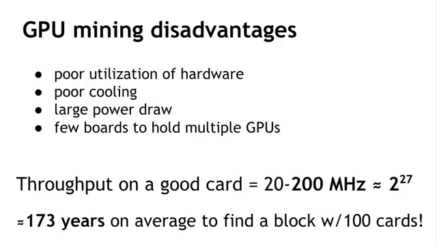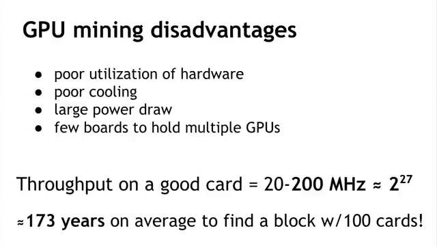So what's the upshot of this? What kind of performance can you get? Well, on a good card, a really high-end graphics card with a lot of aggressive tuning, you might get as high as 200 megahertz, which is about 2 to the 27 hashes per second. So that's up to an order of magnitude better than you would be doing in the CPU case.